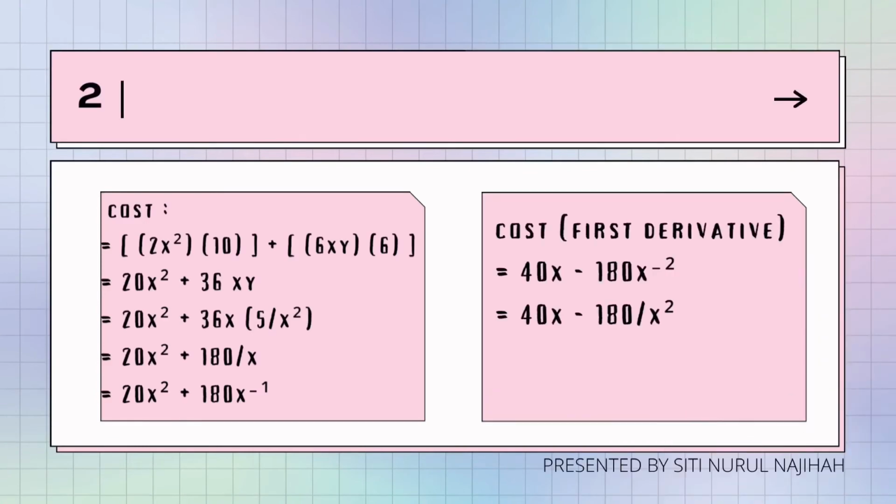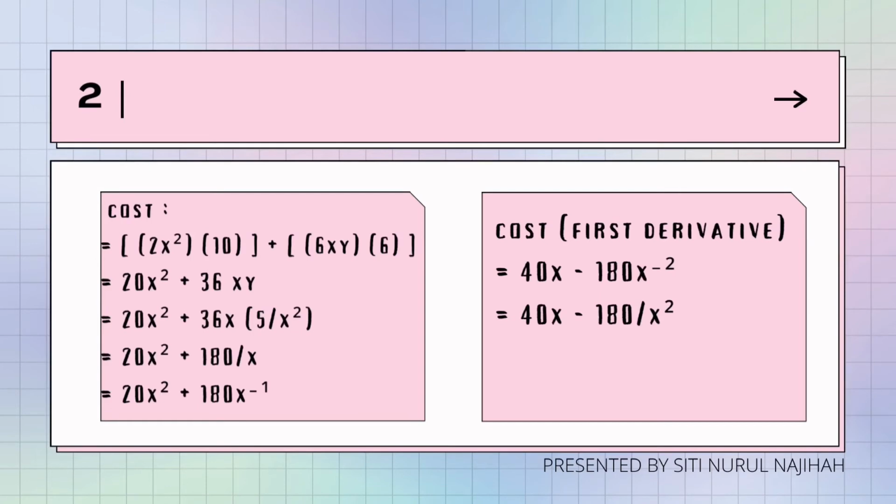Next, we need to find the derivative for the cost. It is given that the base cost is RM10 per square meter and the side is RM6 per square meter, which gave us the function 2x to the power of 2 multiplied with 10 plus 6xy multiplied with 6. Simplify the function and substitute y with 5 over x, which gave us 20x to the power of 2 plus 180 over x. Bring up the x and we get 20x to the power of 2 plus 180x to the power of negative 1. So, we have a cost function in terms of a single variable.